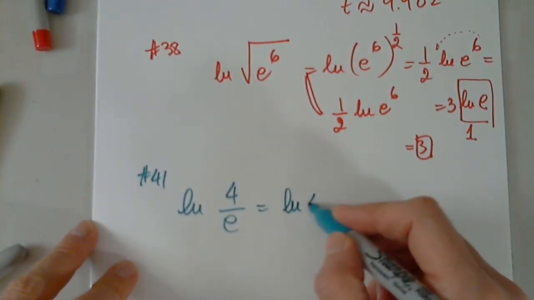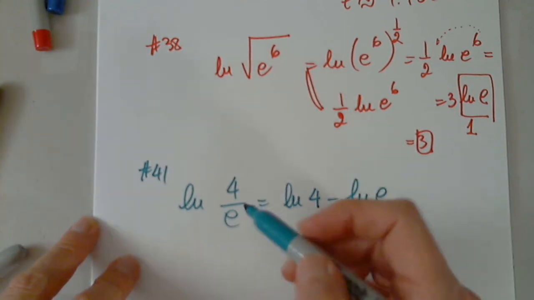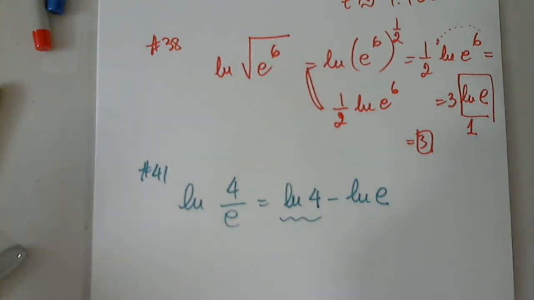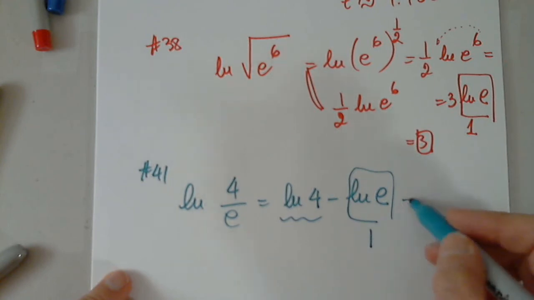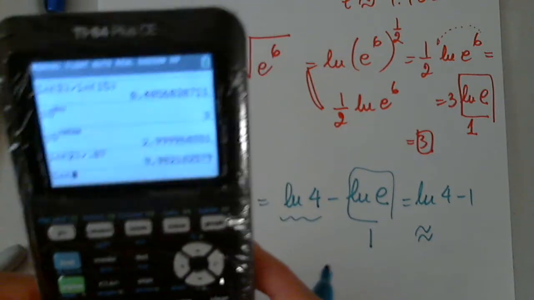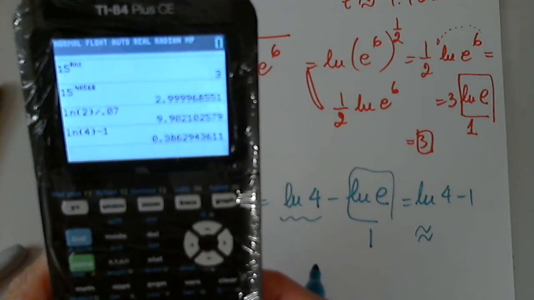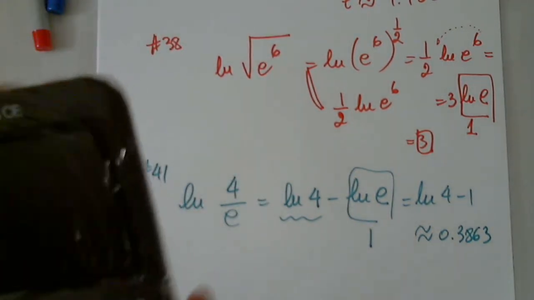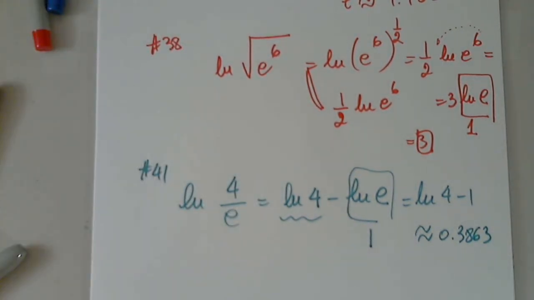First, I will write that this is natural log 4 minus natural log e because this is the quotient rule, log applied to a quotient. This is a constant. I cannot do anything to it, natural log 4. And this happens to be 1. So then the final answer is this. You can approximate it if you want to. So natural log 4 minus 1, 0.3863, depending on how many decimals they want. Good, very good. Anything else?